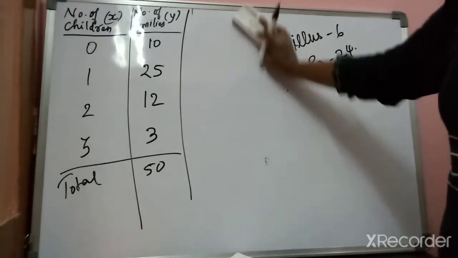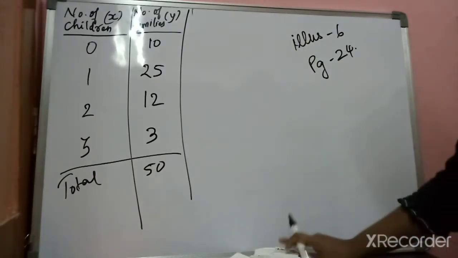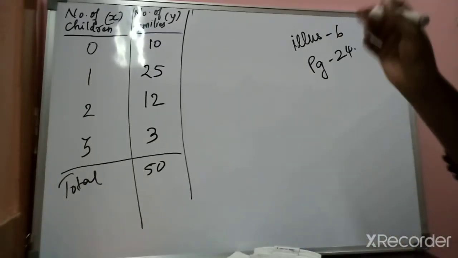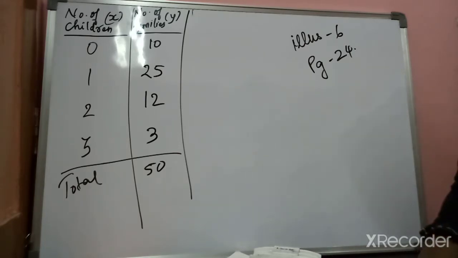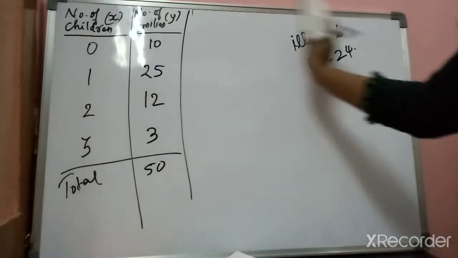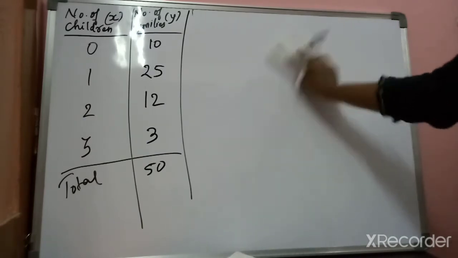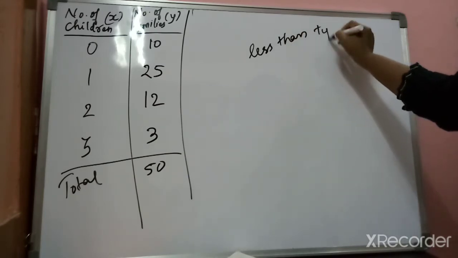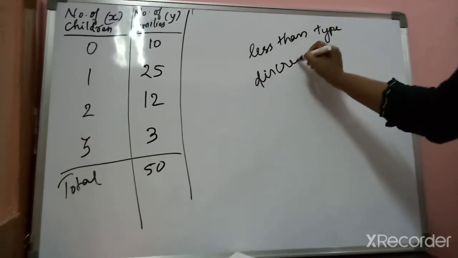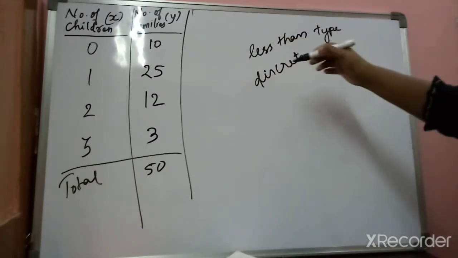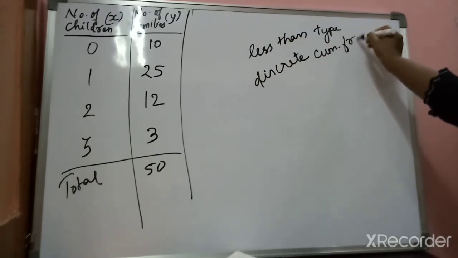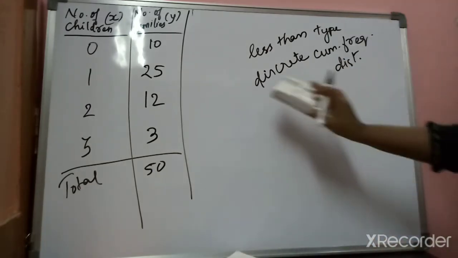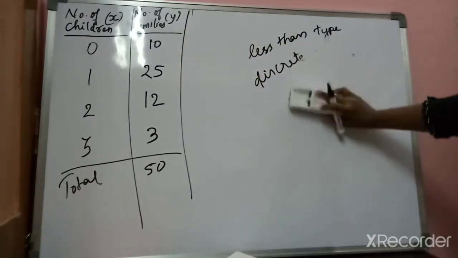Now leave this. We are going with the cumulative frequency. So first of all you have to find out the less than type and the more than type cumulative frequency distribution of these data. First, the less than type. I have not written the title, but you have to write the title like this: less than type discrete variable cumulative frequency distribution. Write in full form, not in short form. This is for my explanation. Like this it should be the title of this table.